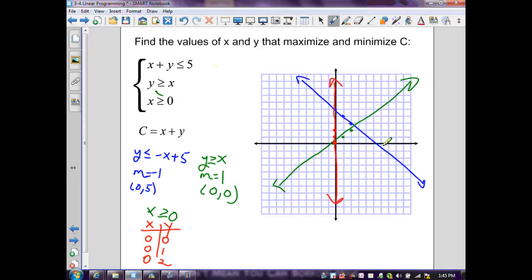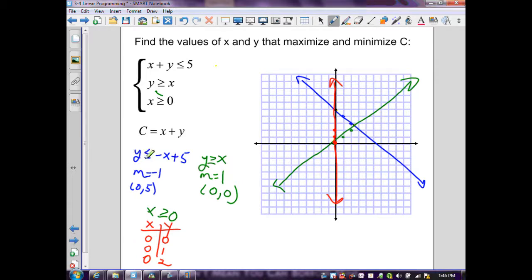I have my inequalities graphed. Let's identify our vertices. Our vertices are going to be the intersection points of the lines. Notice they intersect at a point and they create an angle. And in this situation, I have 3 intersection points. What I need to do is actually find my feasibility region, and that is going to be done by determining the shading of my inequalities.